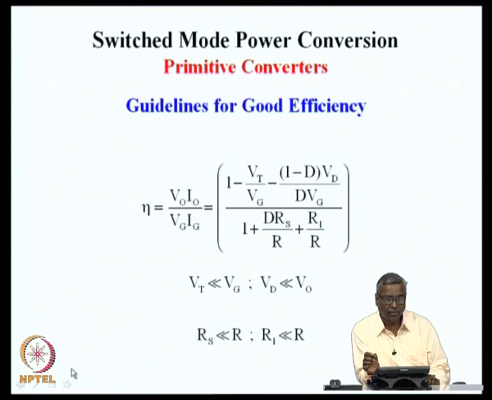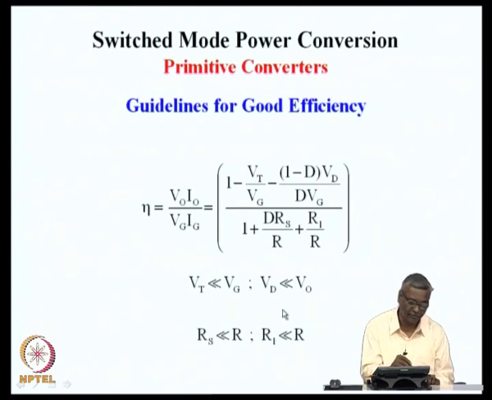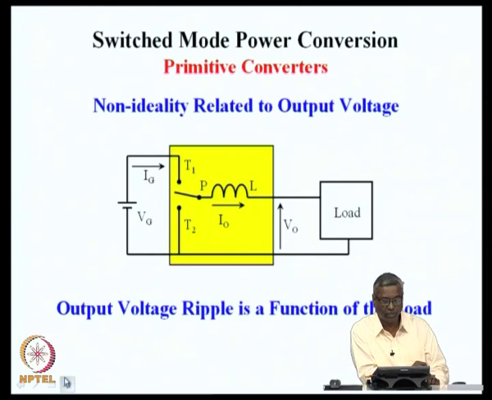So, in a converter, if we want good efficiency, these are the guidelines. The device voltage drop must be very less compared to the source voltage, and the freewheeling diode voltage drop has to be very much less compared to the output voltage. The source resistance must be small compared to load resistance, and load resistance must be small compared to the inductor resistance. If these guidelines are followed, then efficiency will be normally close to 1.